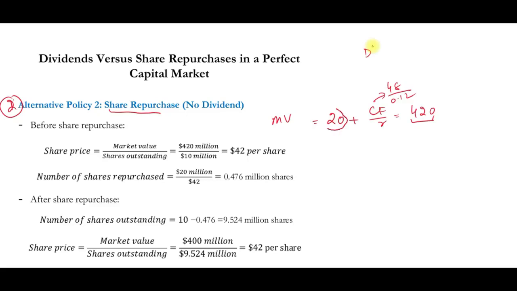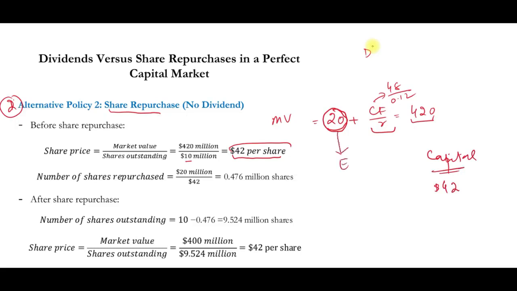So this is the market value, and what was the price before share repurchase? We are going to use the excess cash to buy back shares. We cannot use the future cash flow because that is going to be received in the future. So 420 divided by 10 is the share price before the share repurchase, which is 42. Now we want to actually purchase some shares. If a company wants to purchase shares in the capital market, the market price is $42, and the excess cash the company has is 20 million.